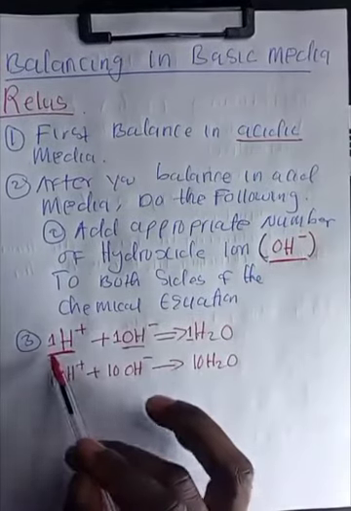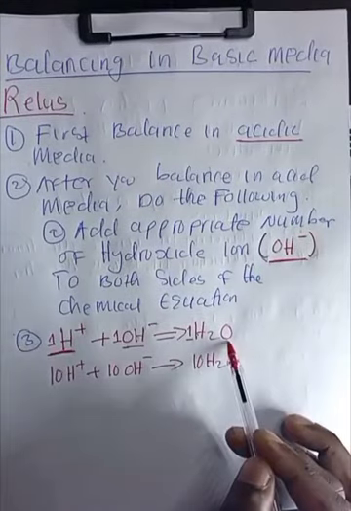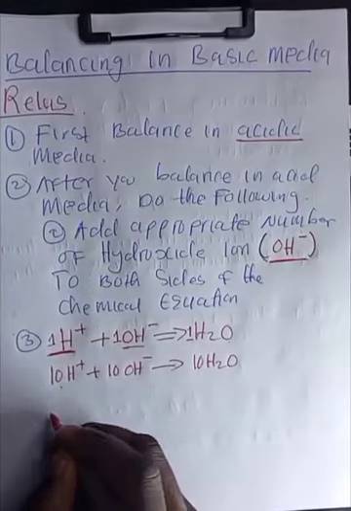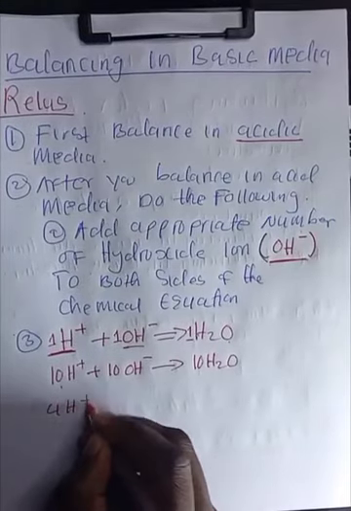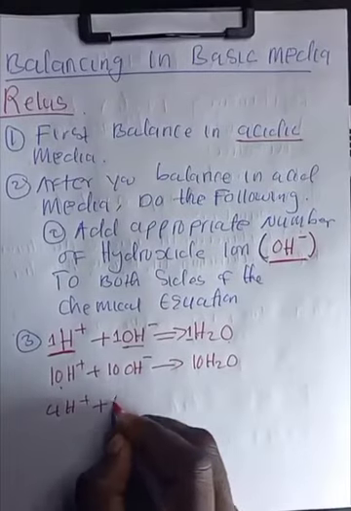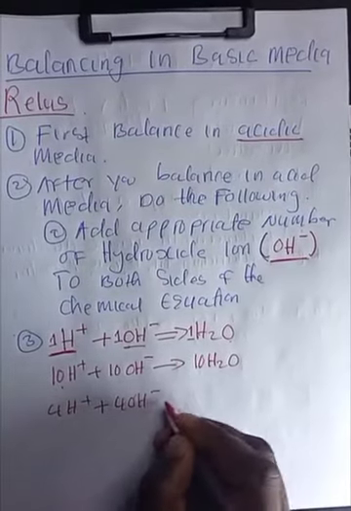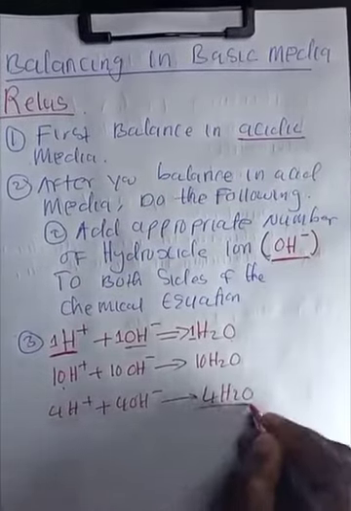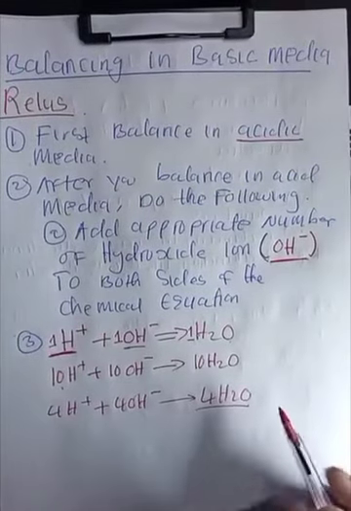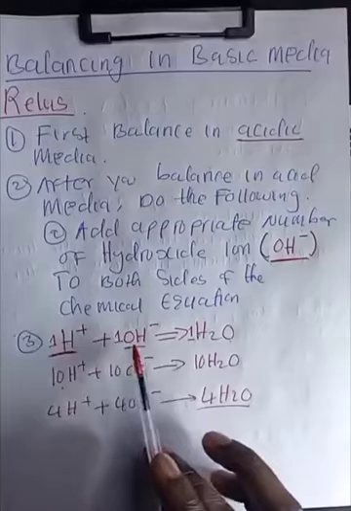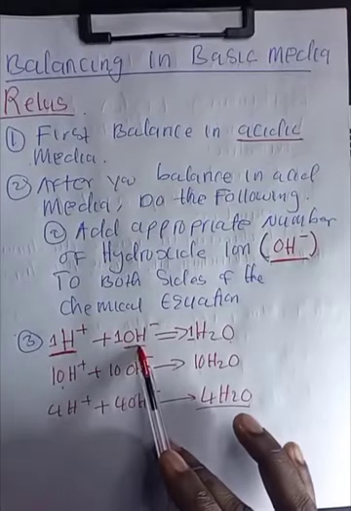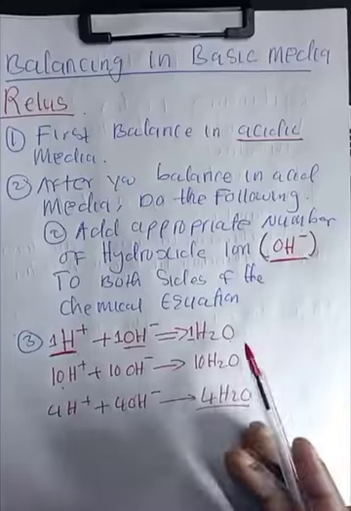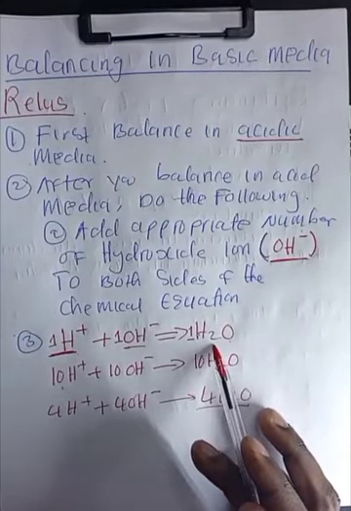So if you have 1, we have to add 1 hydroxide ion. If you have 10, we add 10. For example, if you have 4 hydrogen ions, then also 4 hydroxide ions, we expect to get 4 H2O. So this is a concept that you should know: whenever you happen to have hydrogen ions and hydroxide ions on the same side in a particular reaction, they react to form water.